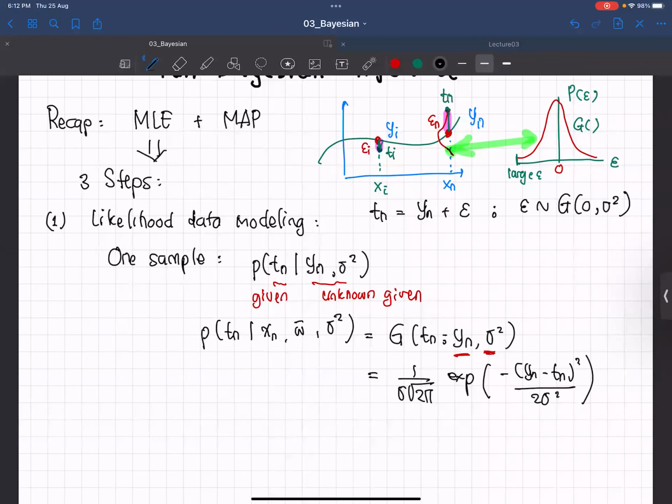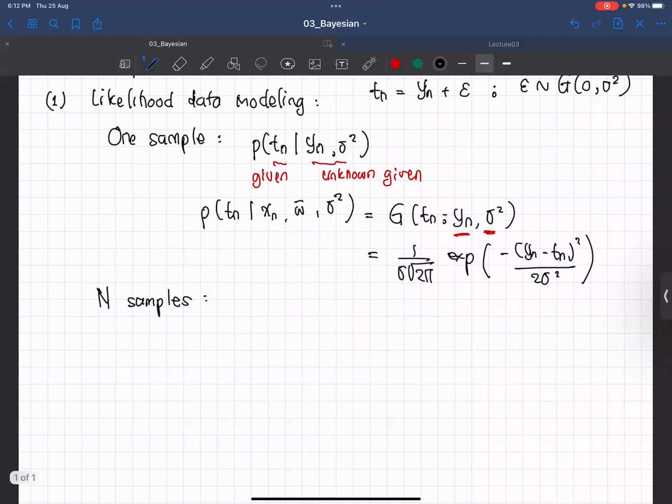After we have this one-sample modeling, we have n-data-sample modeling. In this case, we will write P of T bar given X bar, W bar, sigma squared. What is the dimensionality of T bar? N by 1, that's right. This one is n by 1, the number of the samples. And what is the dimensionality of W bar? Not M, this is a vector. M by 1. Vector is always by 1. And X bar is the same as T bar. It is n by 1.